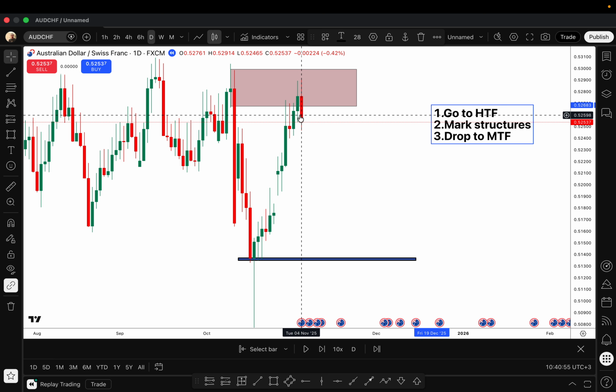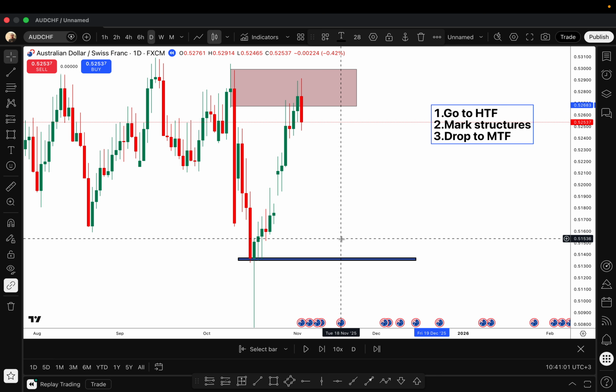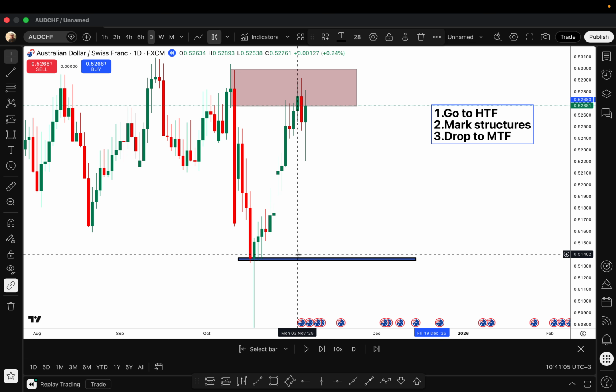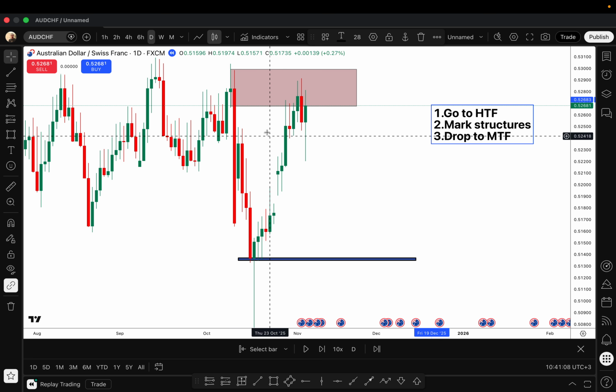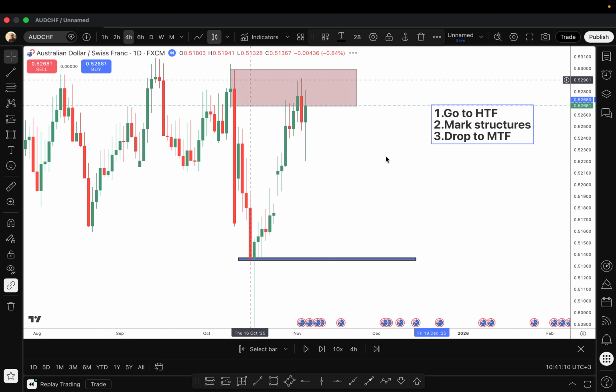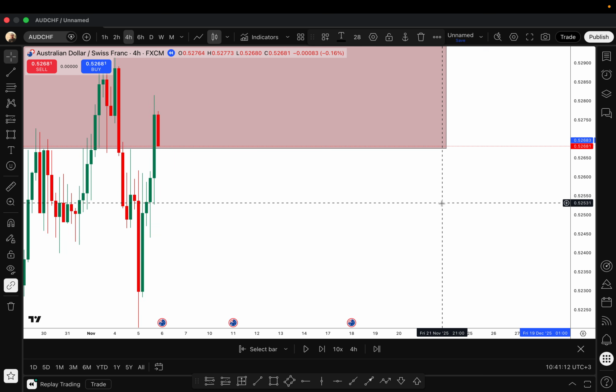But remember, the more you wait for more confirmations, the higher chances you're going to miss out on some of the trades. So always take the first one that you get as your confirmation. So now we drop down to the 4-hour time frame. That is the medium time frame.